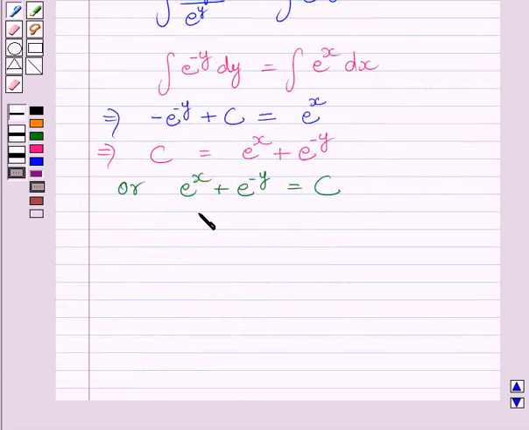This is the required general solution of the given differential equation. And our required answer is A.